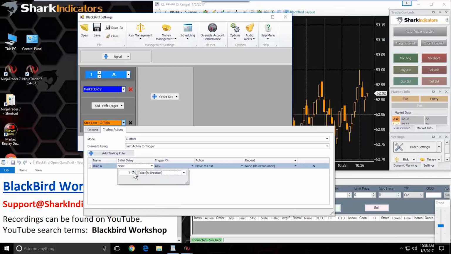Say you want to wait for 10 ticks in profit. You could set a delay of 10 ticks in profit. That would be a counting delay. You just count down until you get to 10 ticks in profit, and then the rest of the trailing rule would begin to execute.